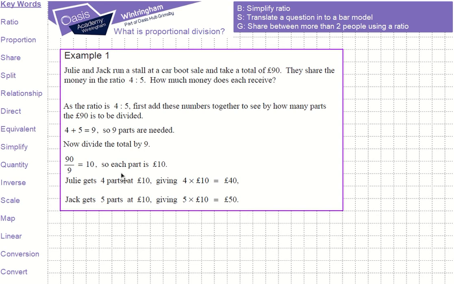Jack gets 5 parts, we can see that on the ratio, at £10. So 5 multiplied by 10 is 50. And Julie gets 40, Jack gets 50. That's what we already figured out, so that works perfectly.